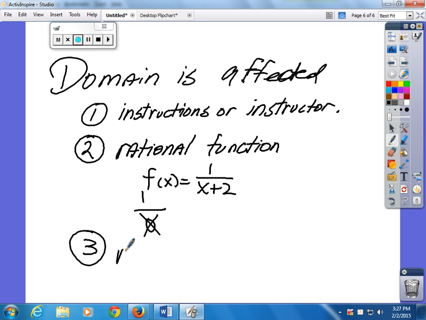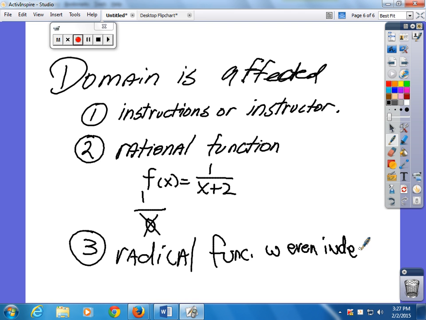What about a radical function? And for a radical function, I'm going to put with an even index. Why do I have to put that? And that's f of x is equal to the square root of x minus 2. That's an example of a radical function. Why is the domain affected on radical functions? And an even index. What can you not have in a radical with an even index? You can have a 2 or a 0. A negative. You can have 0. Oh. But you can't have a negative.